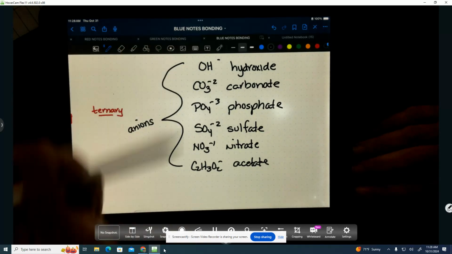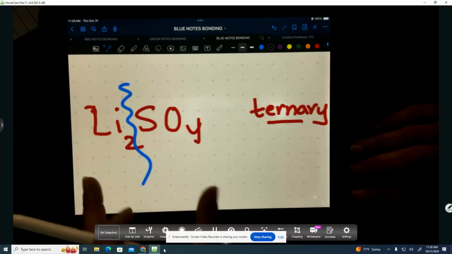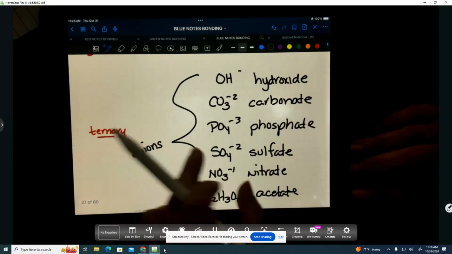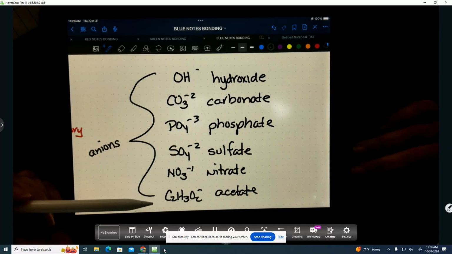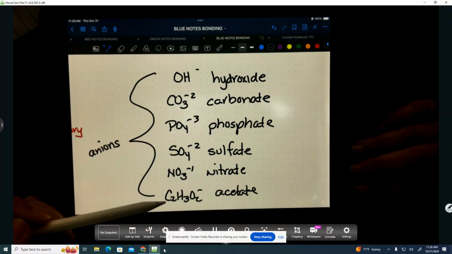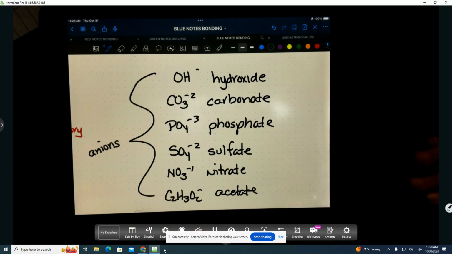Okay, I'm discussing how to name this thing. You don't have to write this down because you know it already. We've already done this before. These are your 6 polyatomic ions that I told you come up very frequently. You have to be able to recognize them.